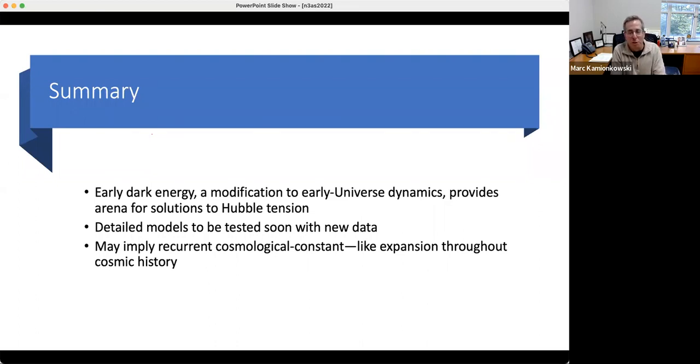So that is what I want to tell you about early dark energy. It's a modification to early universe dynamics that solves the Hubble tension. It has survived a new generation of tests, but there's going to be much more precise and robust analyses coming out with new data in the future. And if it's real, it might give us some hints about the ultra high energy physics that gives rise to the cosmological constant, inflation, etc.